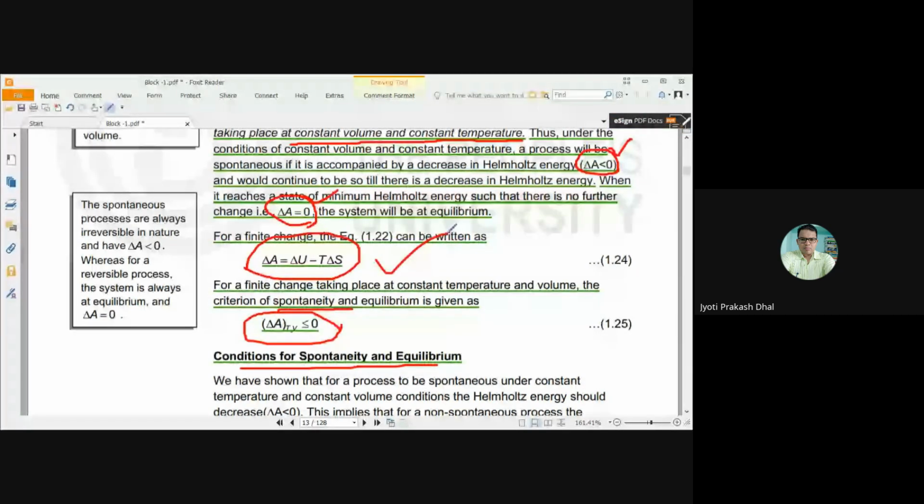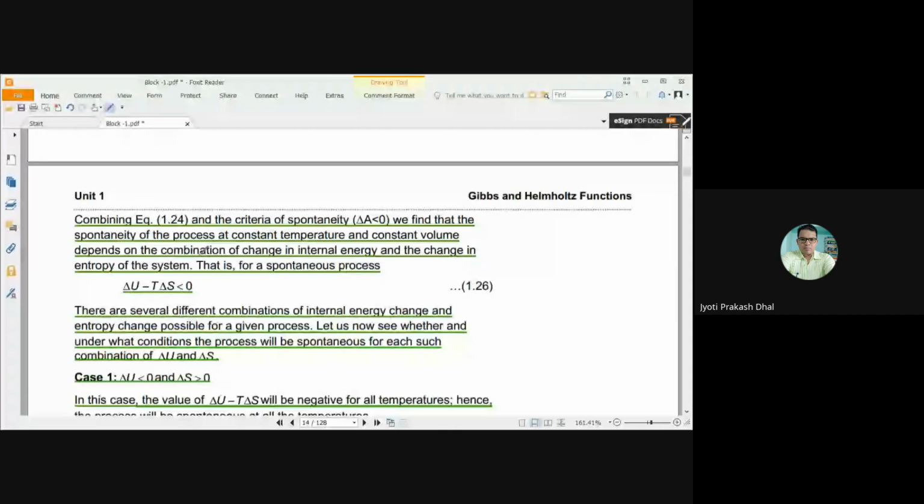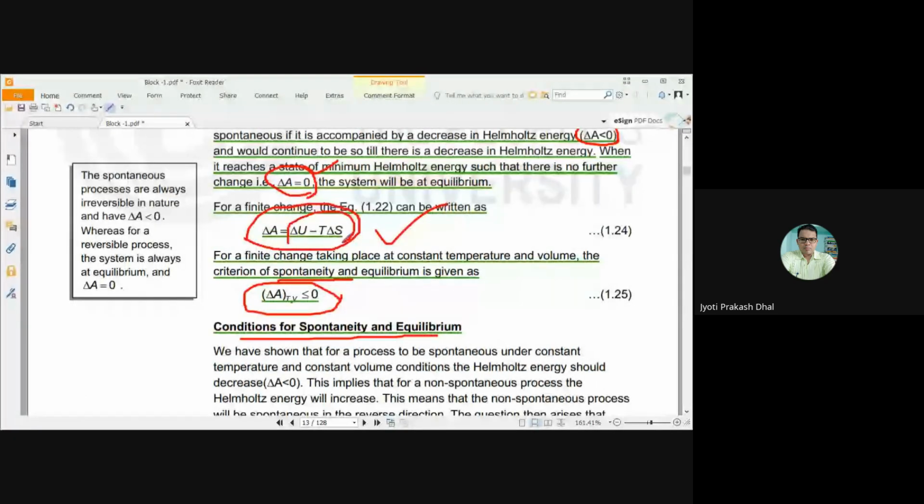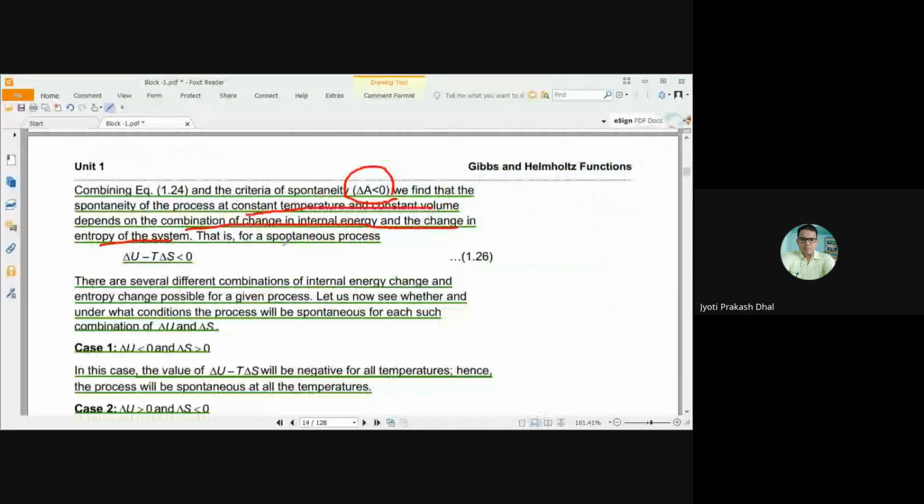Now combining equation 24 and the criteria for spontaneity. The criterion for spontaneity is del A less than 0, that means the value of del A should be negative. We find that spontaneity of the process at constant temperature and constant volume depends upon the combination of change in internal energy and change in entropy of the system, because del A equals del U minus T del S. So here we put del U minus T del S less than 0. This is the condition for a spontaneous process.